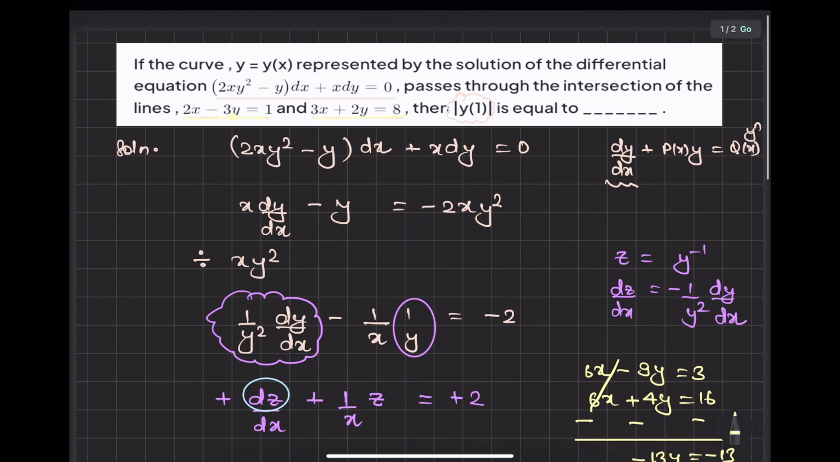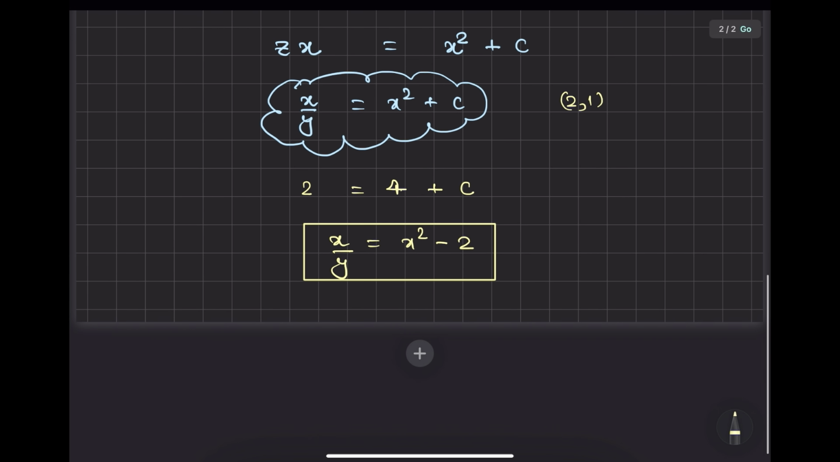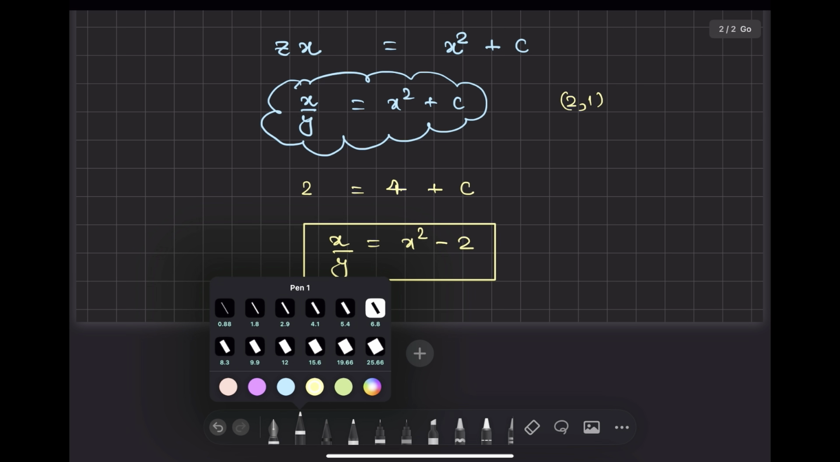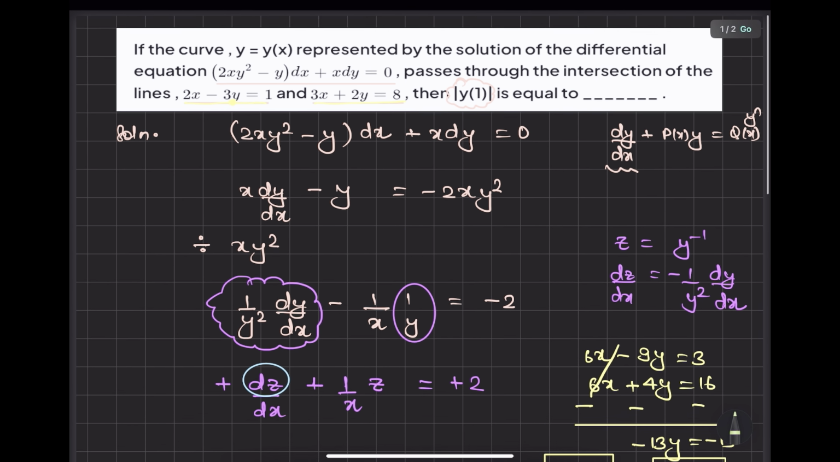Now what do we want? We want y of 1 mod. So we have to replace x with 1, that's it, and then find the value of the function. So 1 by y equals 1 minus 2, which is minus 1. So y will be equal to 1 by minus 1. We want the mod. So y of 1 we got as minus 1, but the mod will be 1. Therefore the required value is 1.